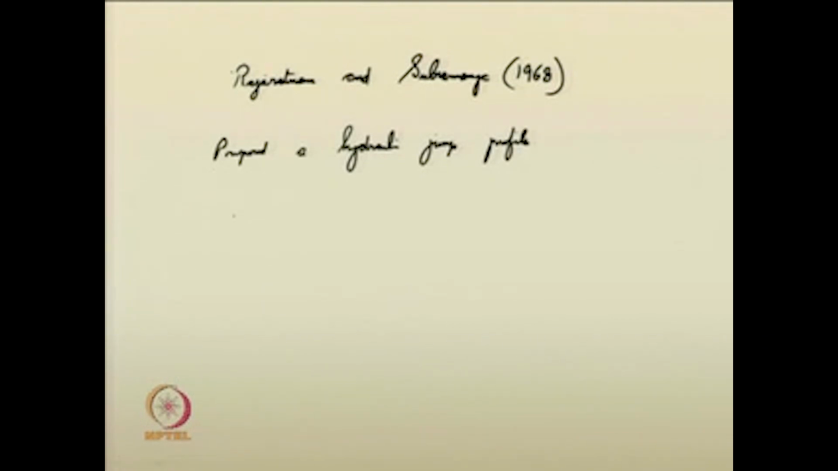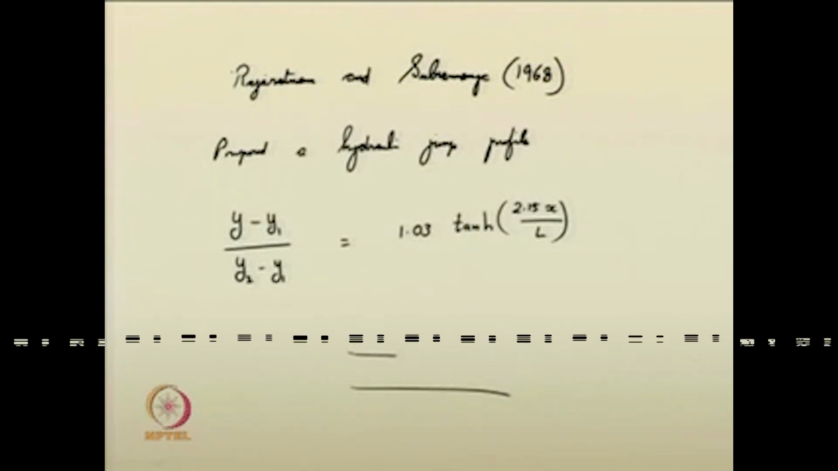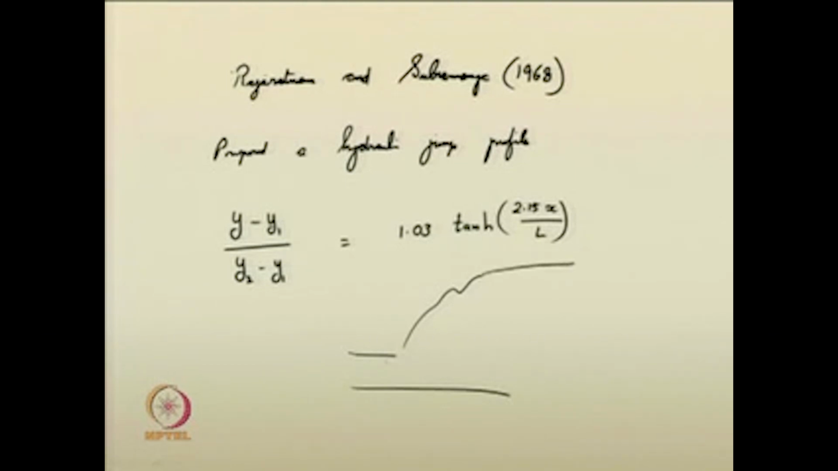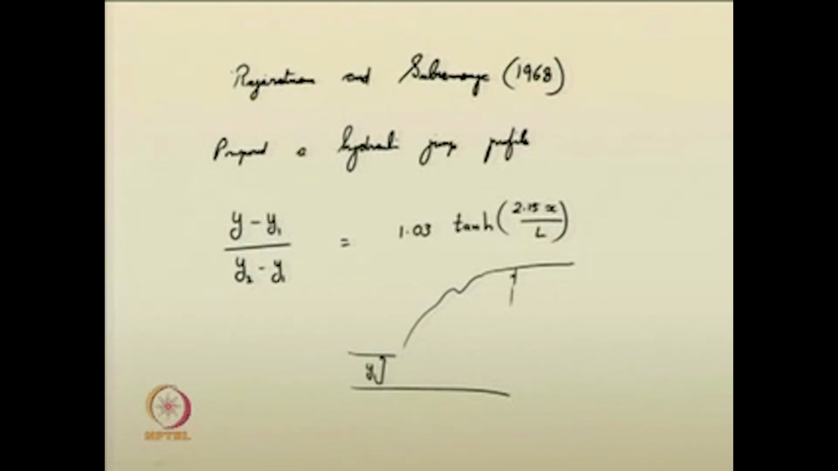As such, that is (y minus y 1) by (y 2 minus y 1) is equal to 1.03 tanh(2.15 x by L). With this also they had proposed the quantities. This is your depth y 1, this is your depth y 2.